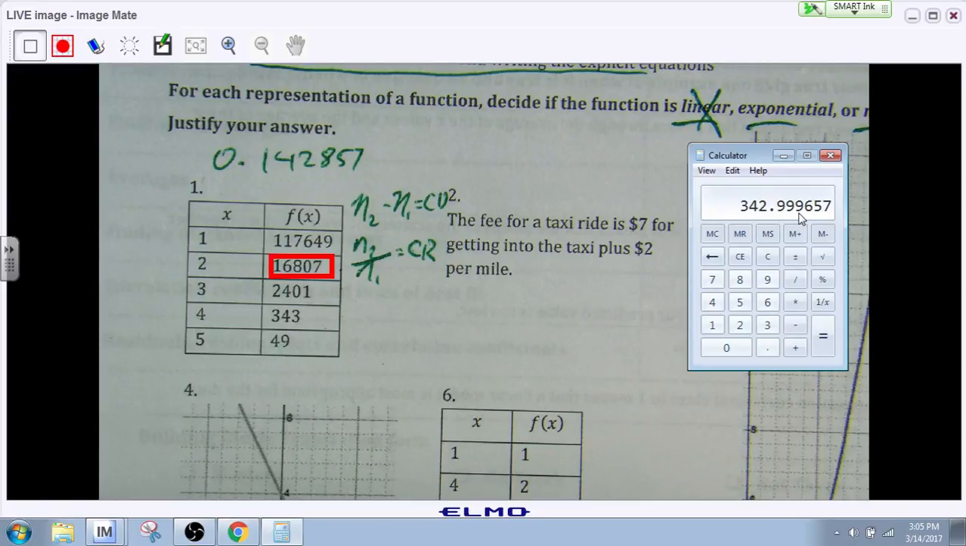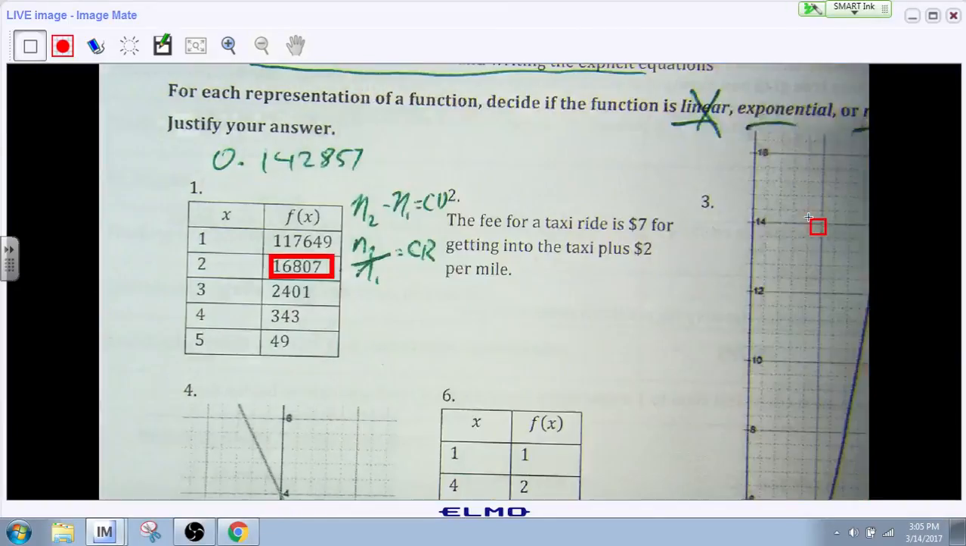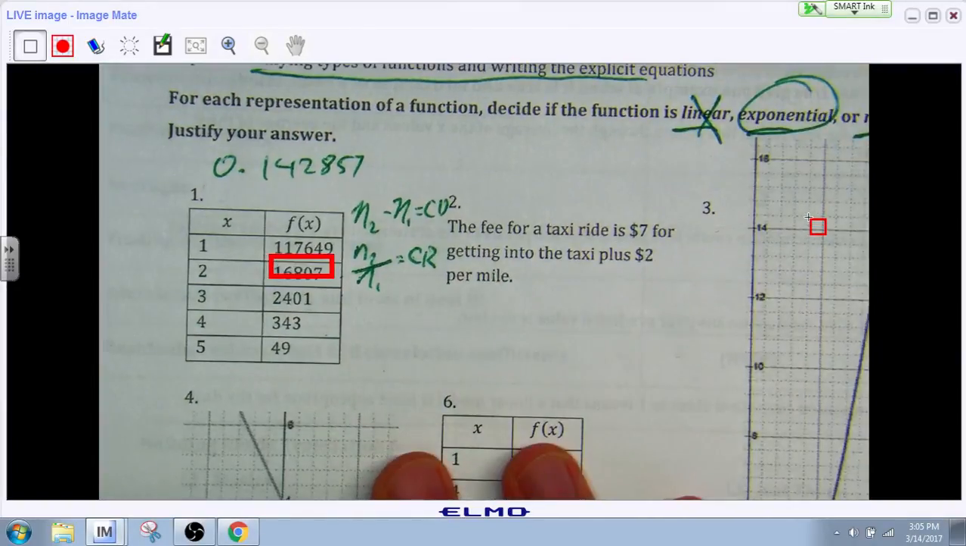242.9999. Yeah, so I'm pretty close. Okay, so I figured it out. This is going to be an exponential function. Okay, so I know that this is exponential. Ding, ding, ding, ding. So what? What do I do now?